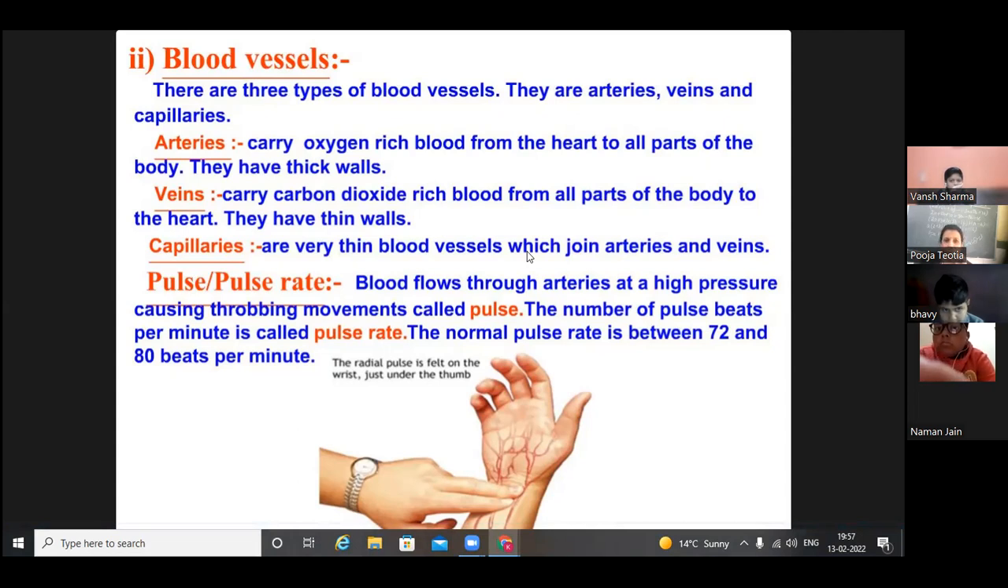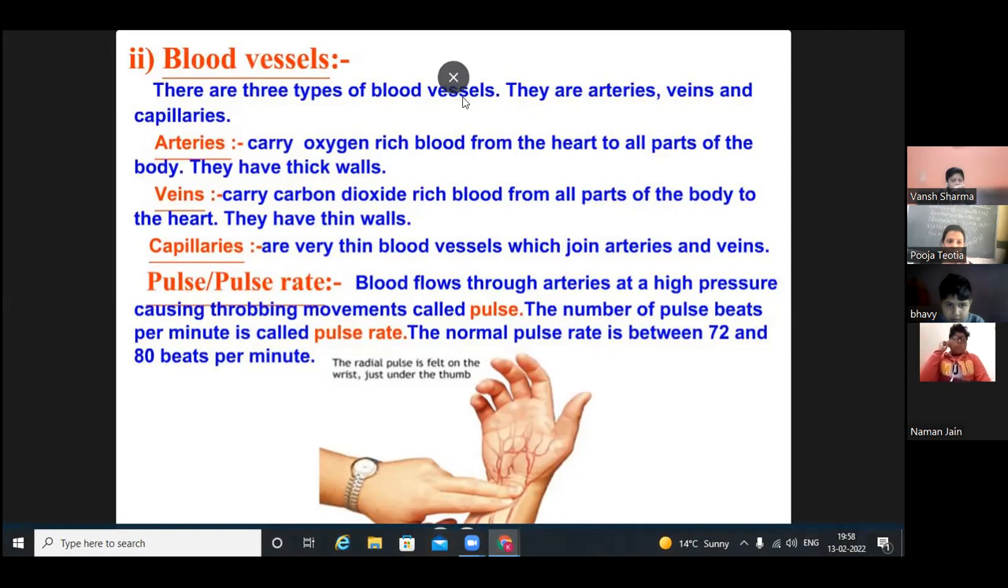Next are veins. They carry carbon dioxide-rich blood from all parts of the body to the heart, and they have thin walls. So there may be a question to differentiate between arteries and veins. Next, capillaries are very thin vessels which join arteries and veins.